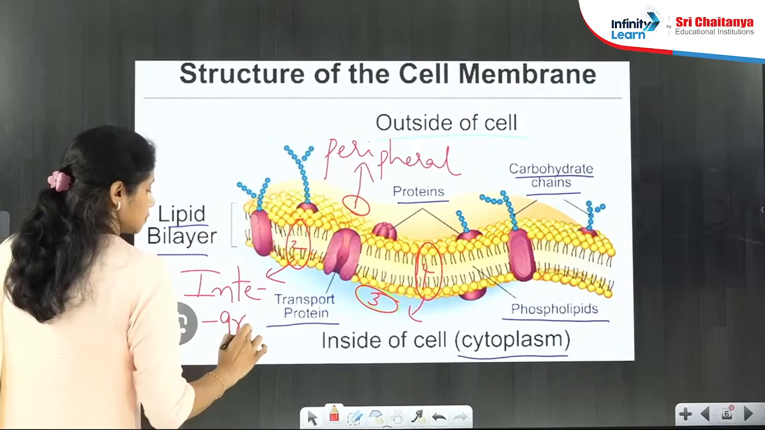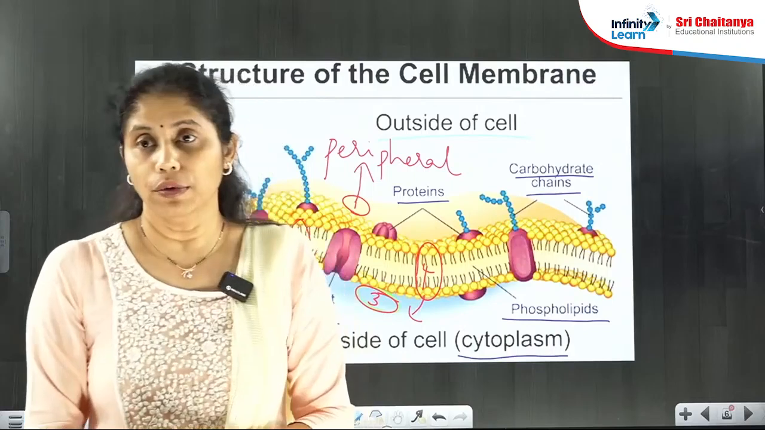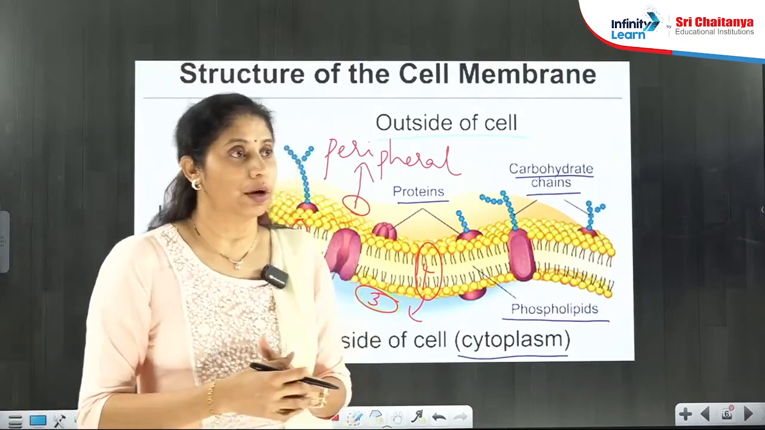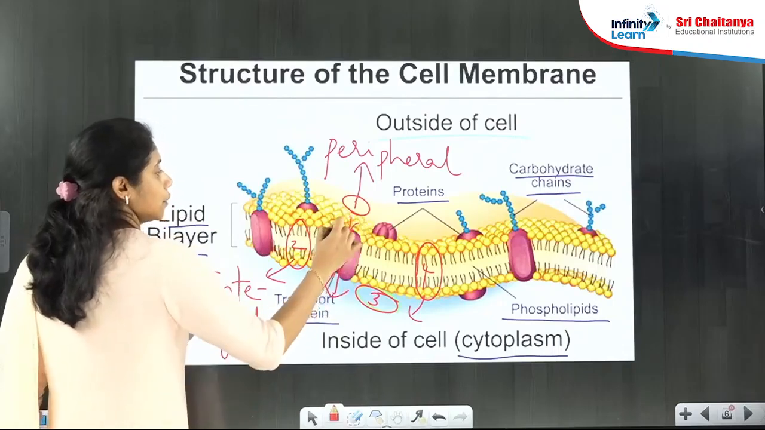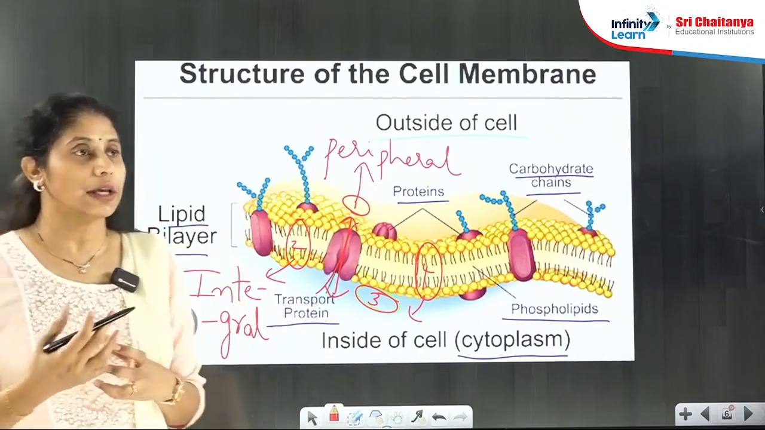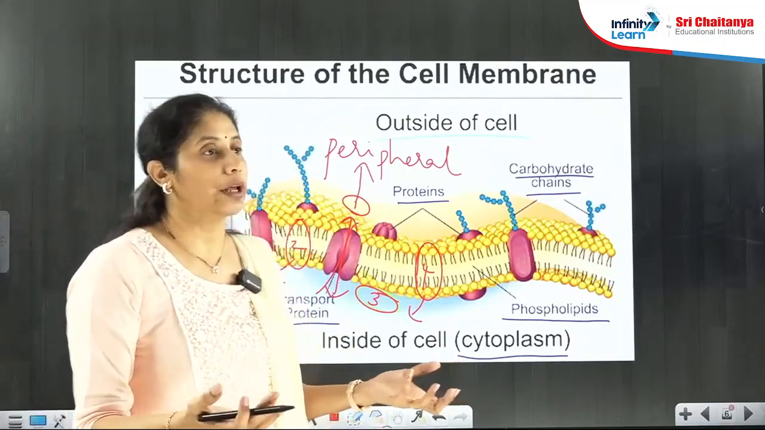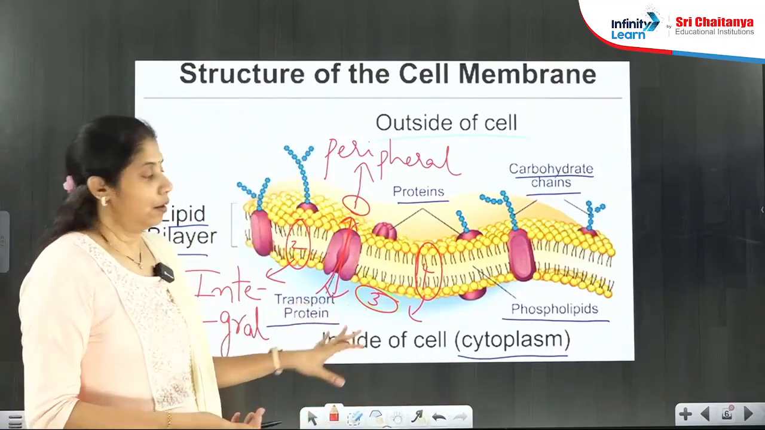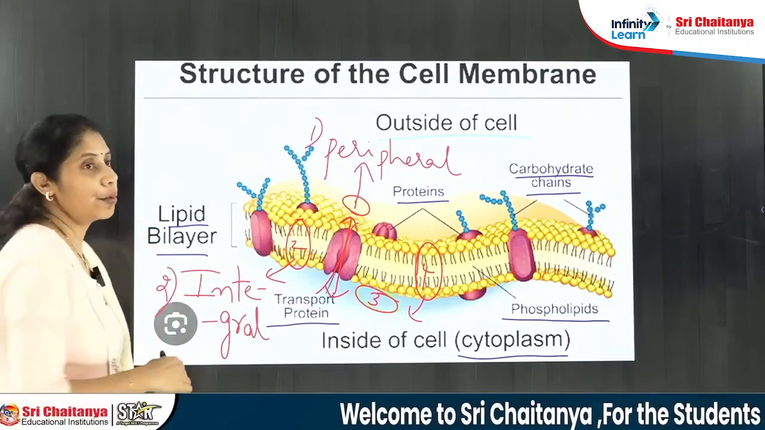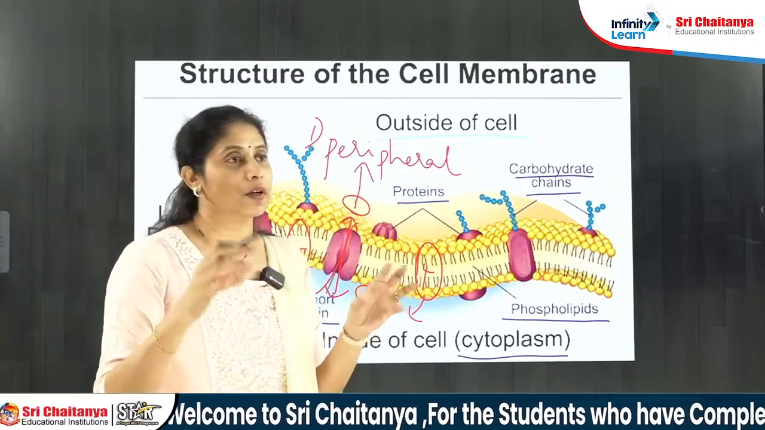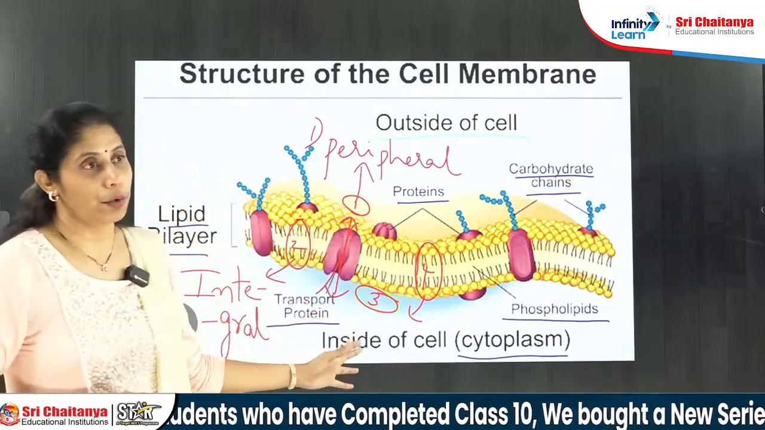Integral proteins are very difficult to remove and they act as transport proteins. They transport certain materials from outside to inside or inside to outside. Based on the function, they have different names like transport proteins, structural proteins, catalytic proteins. So we have basically two types of proteins, peripheral proteins and integral proteins. Peripheral proteins are present on the sides of the membrane. They are not embedded in the membrane and they are very easy to remove.